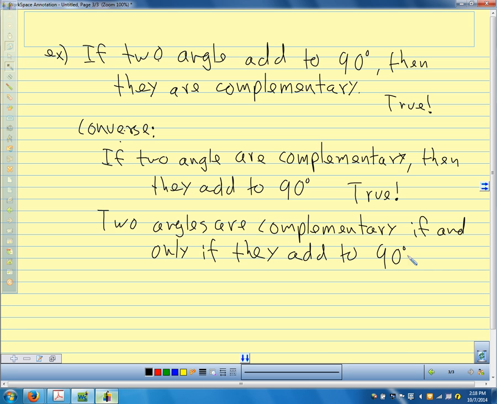It doesn't matter which one we do first. So we could say two angles add to 90 degrees if and only if they are complementary. So I could put the other part first. Sometimes it's harder to do that. This one is not too bad. That would be our biconditional, a different way of writing it. We can do it in either way. So remember, a biconditional, we take a conditional statement, its converse, and we put them together into one statement with if and only if. All right, questions there?